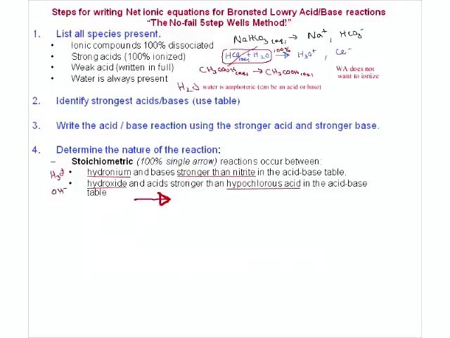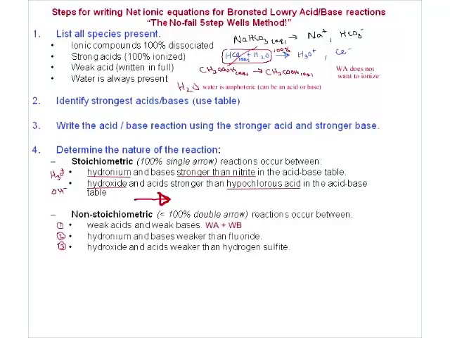Okay, and then finally we're saying, all right, it's going to be non-stoichiometric if we have a weak acid with a weak base, or hydronium with bases weaker than fluoride. We just talked about that, or hydroxide with acids weaker than sulfite. So we never talked about hydroxide. We said if we have hydroxide present, that's going to be 100% forward if we have acids stronger than hypochlorous.